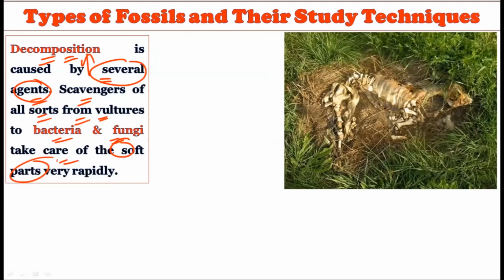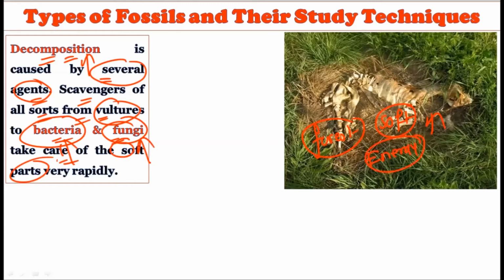See, this is an animal which has died in the forest. Now what is happening? Whatever soft parts are there on the body of this animal, these soon get decomposed by the vultures or the bacteria or the fungus. Vultures actually eat the flesh from the dead animals, and the bacteria and the fungi also tend to extract the maximum energy out of whatever soft mass is possessed by this particular dead animal.